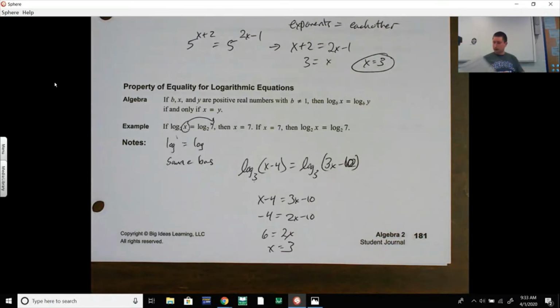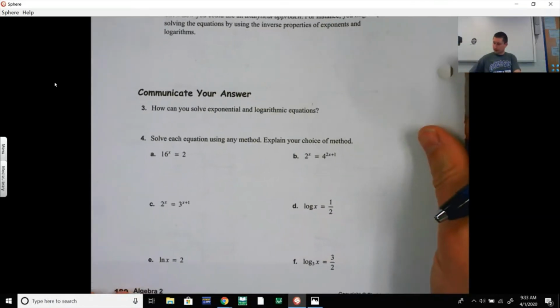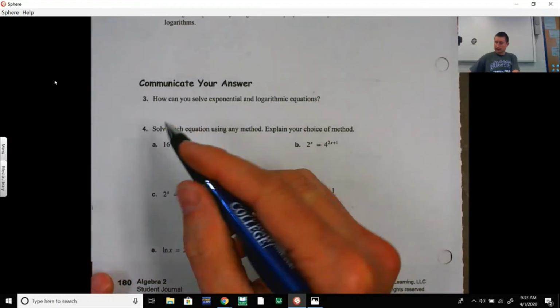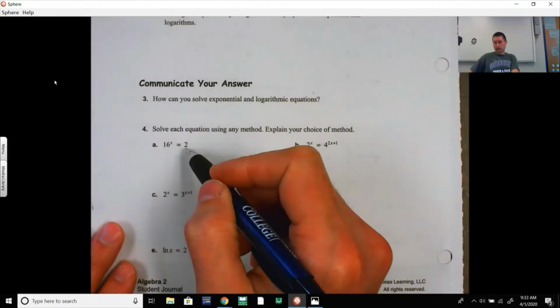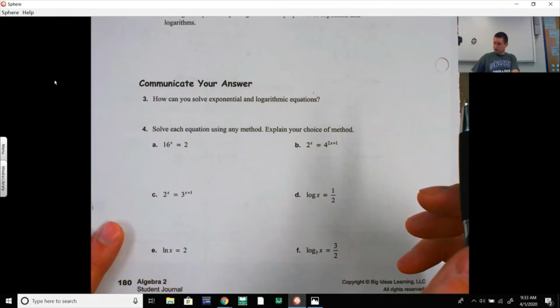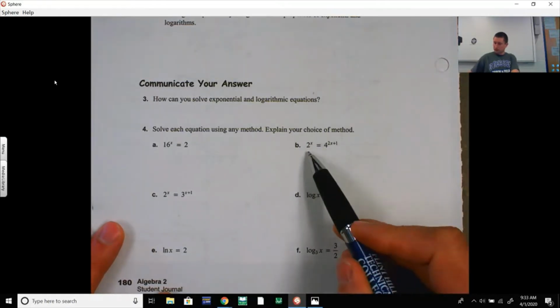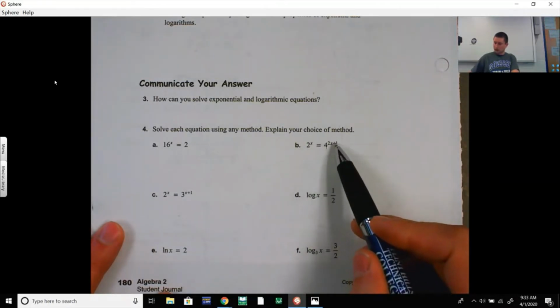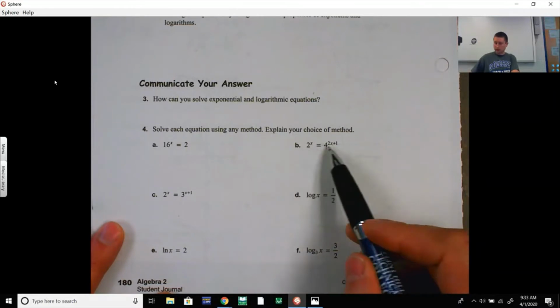So where this shows up is like this, back on page 180. 16 to the x equals 2. We can use the logarithms to still figure that out. Okay, but what about this one? 2 to the x equals 4 to the 2x plus 1. I have two exponential functions, and I have different bases.